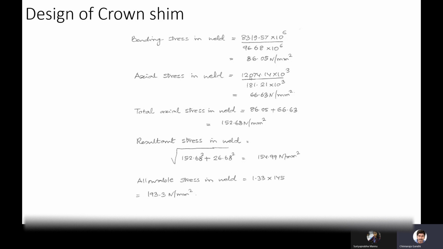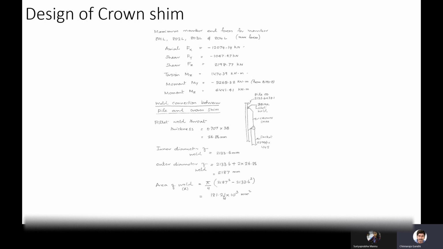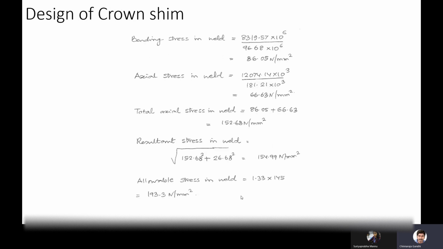12074. This is axial stress. So axial stress divided by axial area, this 181.21. This is the axial stress. We are not calculating this. P by A, this area only, because for axial stress we have to take the full area only. Shear stress only 0.5.